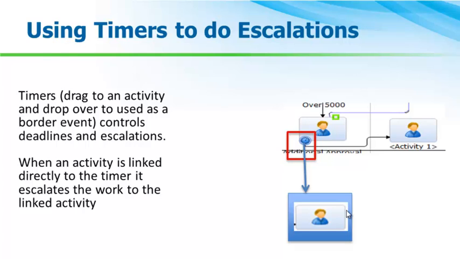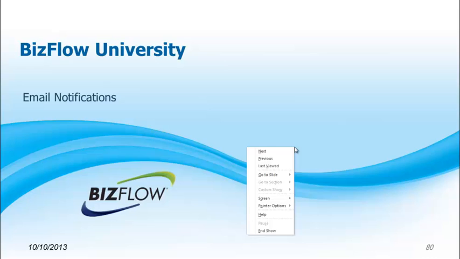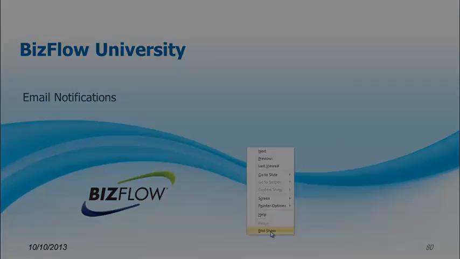The other way that we can use that border event or that timer event is when the timer goes off, we can create a transition or sequence line to another activity. Normally this activity would transition to activity 1 unless this deadline occurs, and if that deadline occurs, it's actually going to transition to a different step in the process. That's how we would escalate or move work from one person to another. Let's go take a look at how we set that in BizFlow, and then we can talk about email notifications.